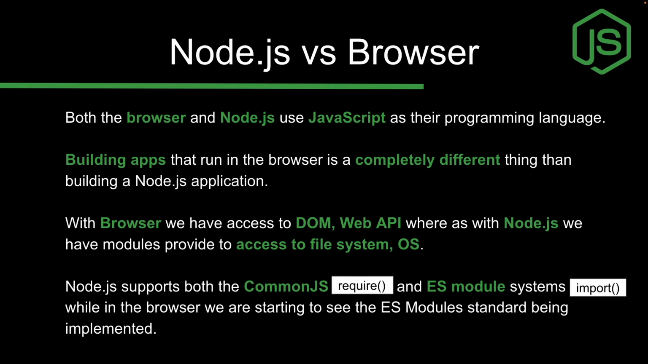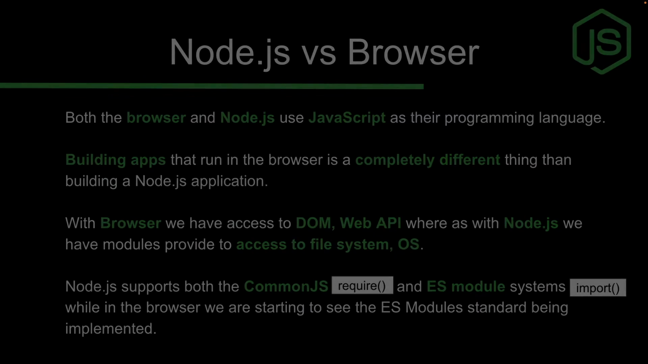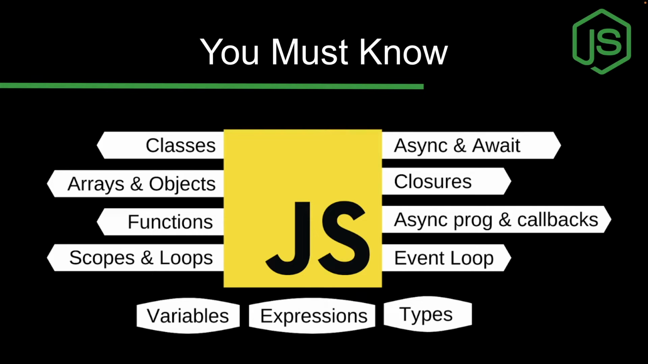So before you jump into Node.js, there are some JavaScript concepts that you should know. You should know about classes, arrays and objects, functions, scope, loops, variables, expressions, async and await, closure, asynchronous programming and callbacks, event loop, and types. A few of the topics, like event loops and types, we are going to cover again in the Node.js course.